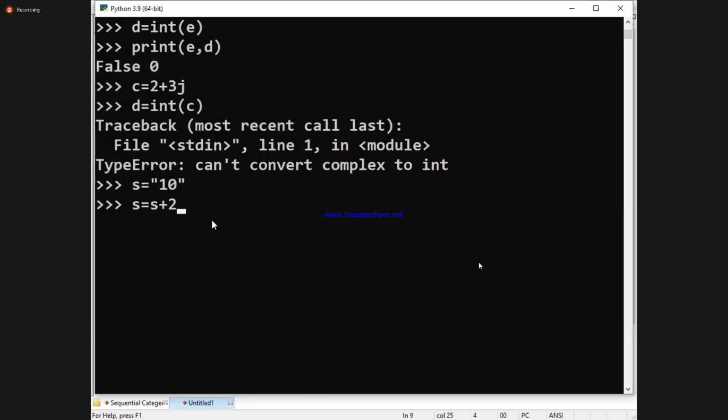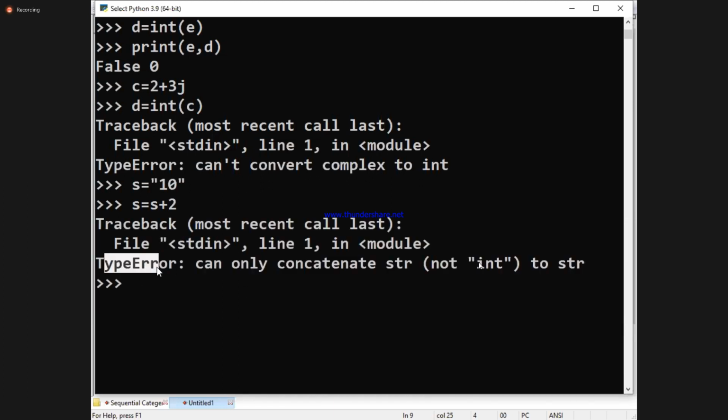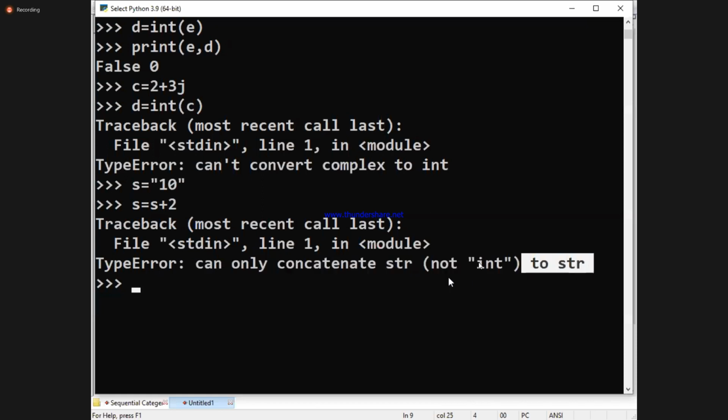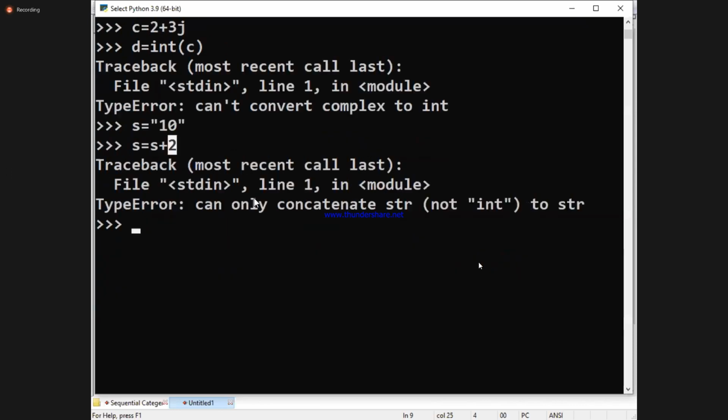See one amazing answer here. What is that? Type error: can only concatenate str to str. Only str to str is concatenated. It cannot concatenate with a numerical value. If at all you want to concatenate, then go for 2 also within the double quotes.